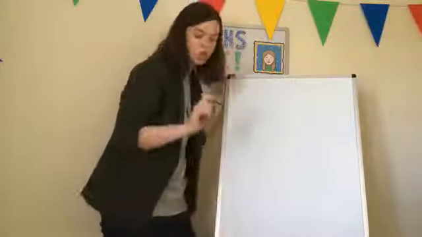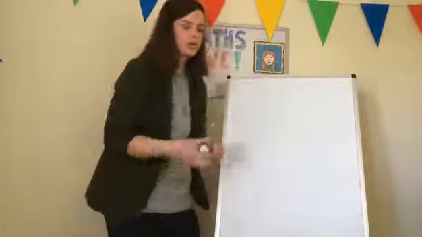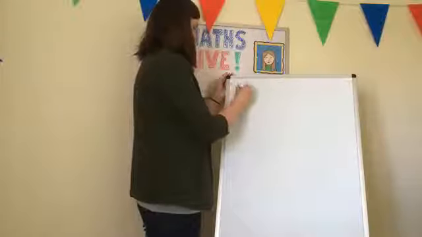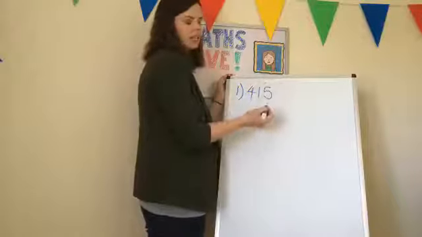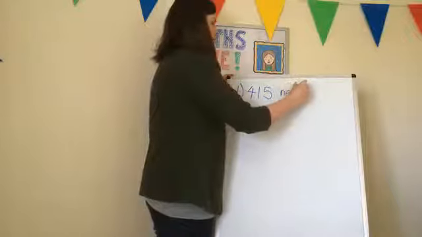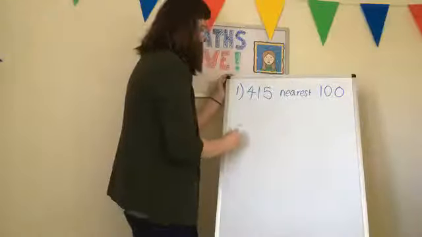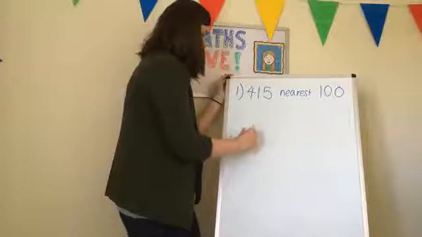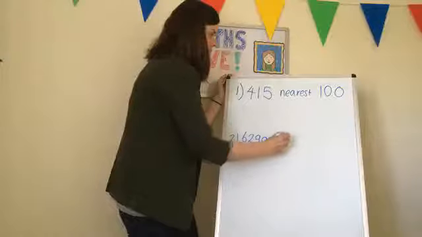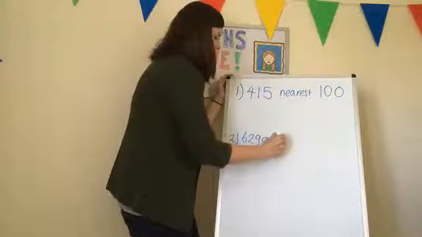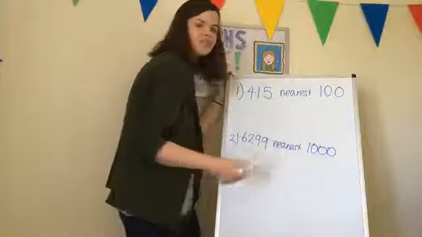Right, your turn now. So I've got 4 questions and I'm going to do them 2 at a time. So the first question is, I would like 415 to the nearest 100. And number 2 is I'd like 6,299 to the nearest 1,000. Off you go.